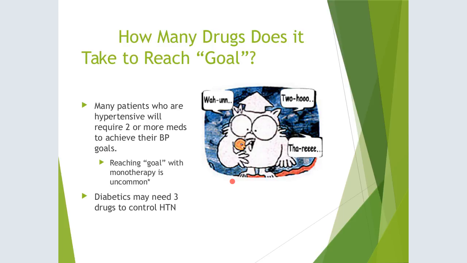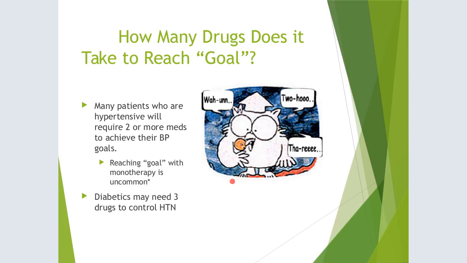Okay, so how many drugs does it take to reach goal? Many patients who are hypertensive will require 2 or more medications to achieve their blood pressure goals. Real life. I have a lot of patients who are just on one blood pressure medicine in my practice, but the literature says that it's like this. Probably about half and half. Half are on one, half are on more than one. But the literature says that many patients require 2 or more blood pressure medicines to achieve goal.